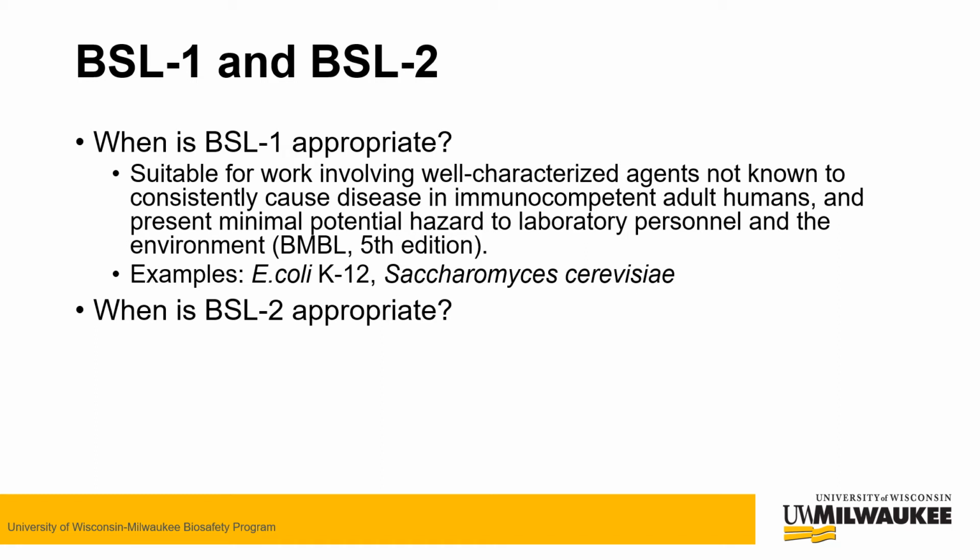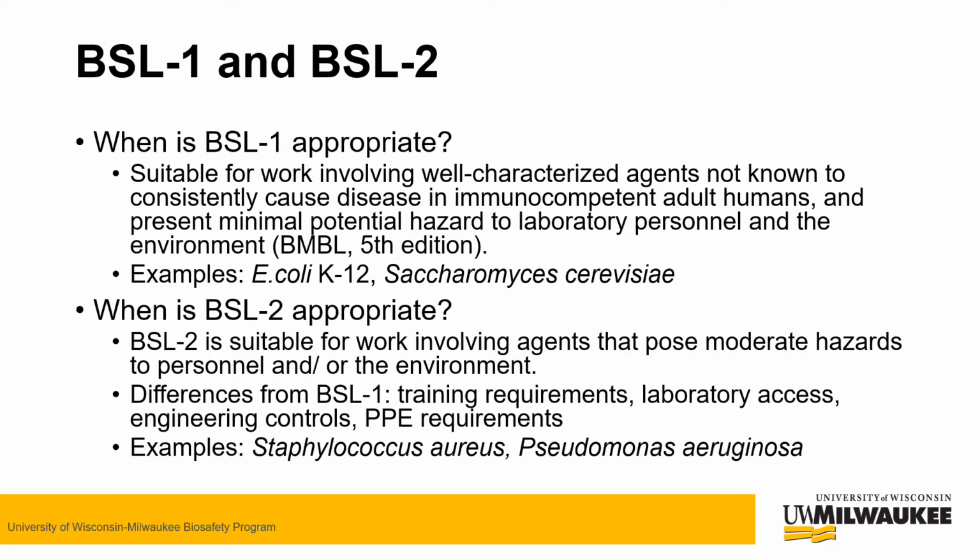When is BSL-2 appropriate? BSL-2 is suitable for work involving agents that pose moderate hazards to personnel and/or the environment. The primary differences from BSL-1 include the training requirements, laboratory access, the engineering controls present, and the PPE requirements. Some examples of biological agents that may be handled in a BSL-2 laboratory include Staphylococcus aureus and Pseudomonas aeruginosa.